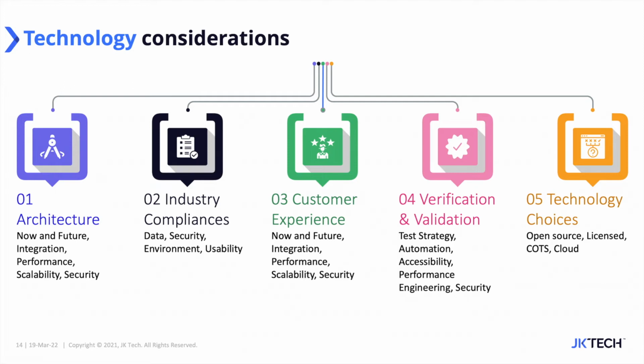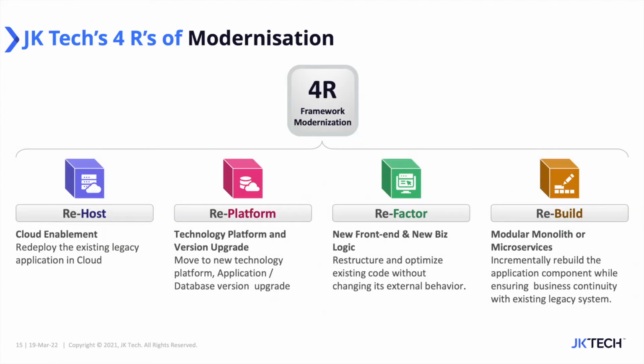Because devices are going to be operated from anywhere in the world, security is a key thing, and it has to be really robust. And then the technology choices that we are making are very broad-based as of today. There are open source technologies available, licensed technologies, and commercial off-the-shelf technologies available alongside the cloud. So the overall technology considerations we need to make as part of application modernization become very, very important. Now, what's the overall approach that we at JK Tech recommend to our customers?